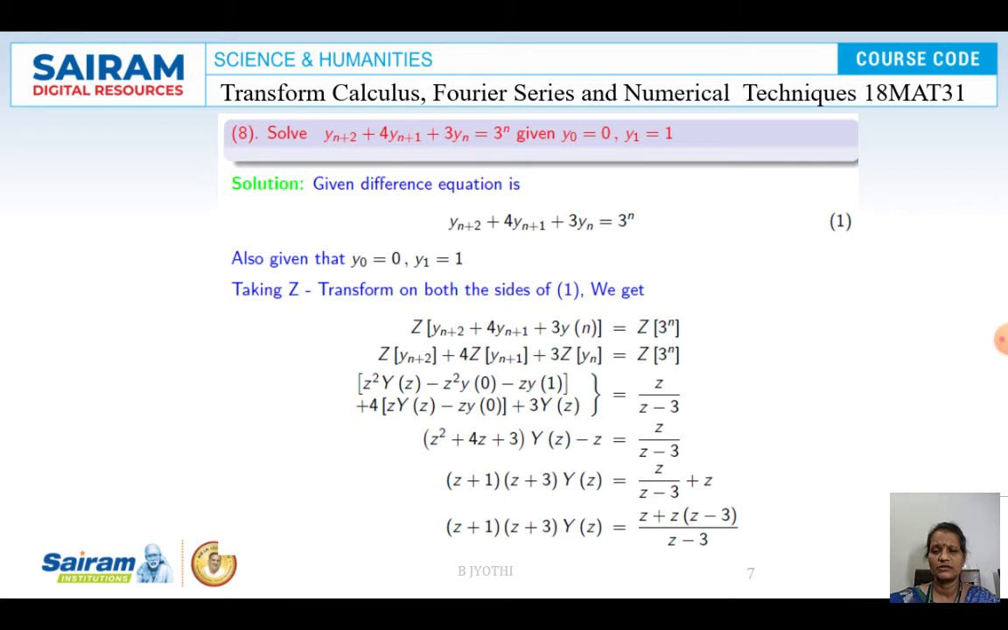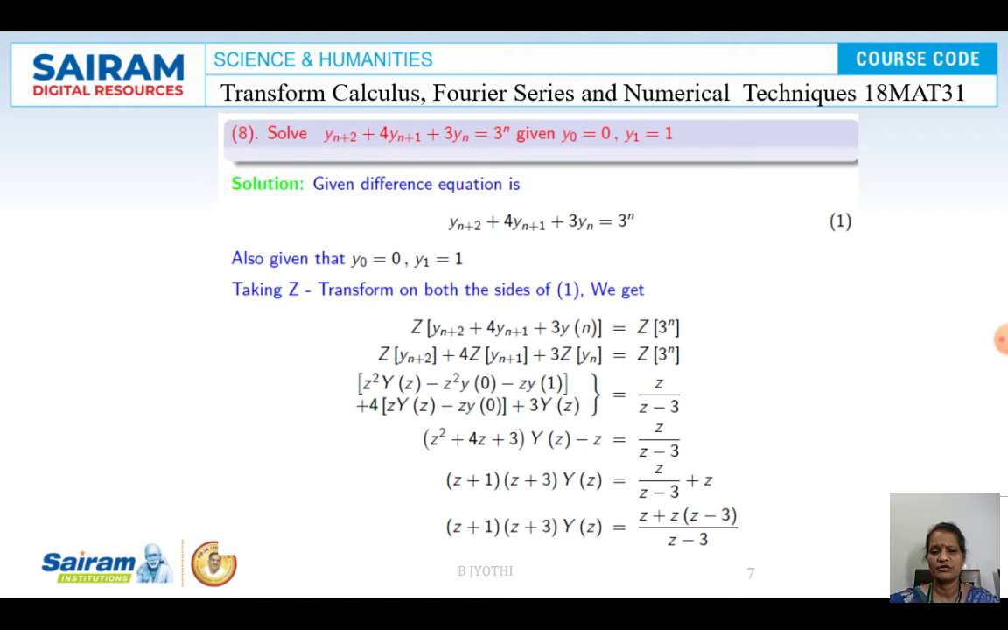Let us solve the next problem. Solve y(n+2) + 4y(n+1) + 3y(n) = 3^n, given y(0) is 0 and y(1) is 1. The given difference equation is y(n+2) + 4y(n+1) + 3y(n) = 3^n. Also, y(0) is 0 and y(1) is 1.